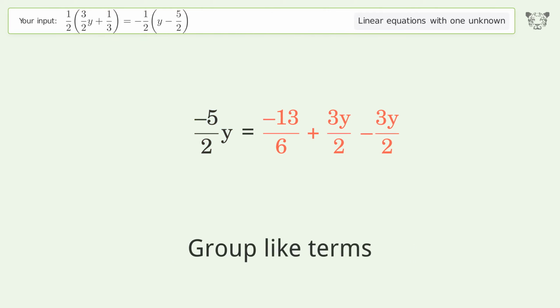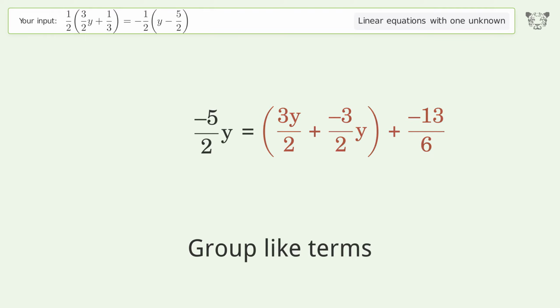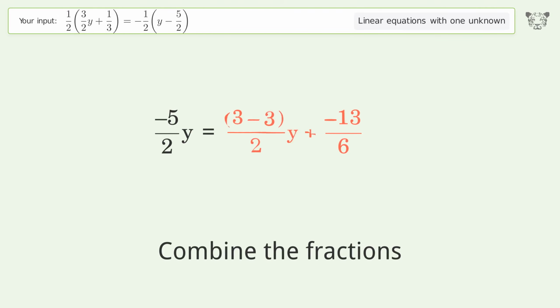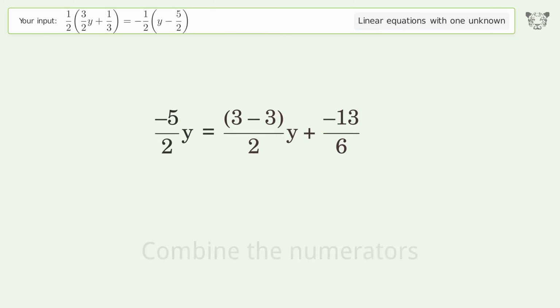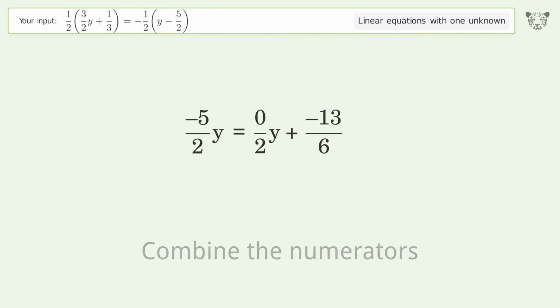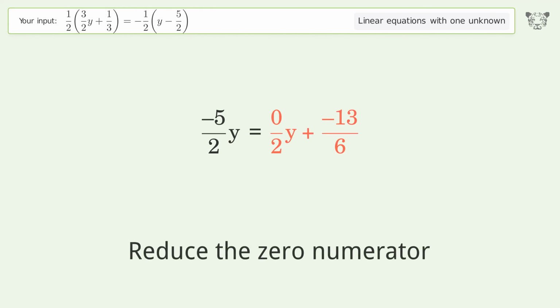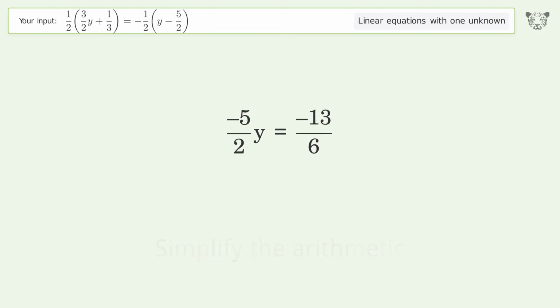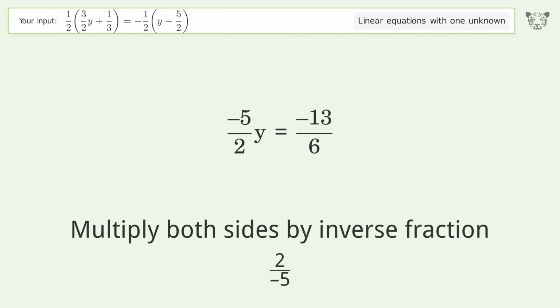Group like terms. Combine the fractions. Combine the numerators. Reduce the zero numerator. Simplify the arithmetic. Isolate the g. Multiply both sides by inverse fraction 2/5.